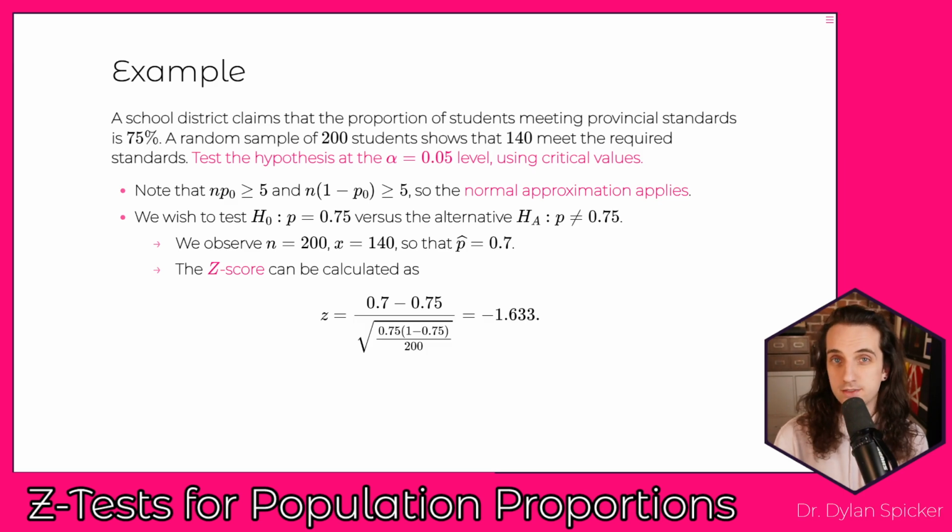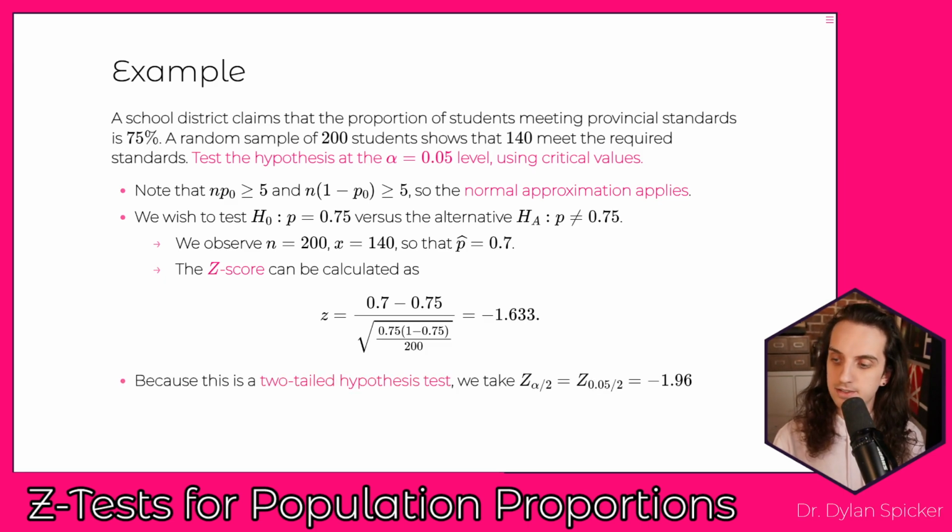Now we want to figure out what our critical values are. Again, we're going to need the alpha over 2 critical value. Since it's a two-tailed test, we take z alpha over 2, which is z of 0.05 over 2, which gives us negative 1.96. If we wanted to find this using R, we can take our qnorm function. qnorm of 0.025 is going to give us that negative 1.96.